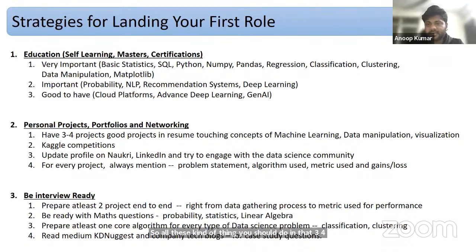Then you can participate in Kaggle competitions. Apart from that, you should build a profile on Naukri and LinkedIn, and try to engage with the data science community. That will help you know what new things are coming in data science. If you are active on LinkedIn, you will see that every week some new algorithm in generative AI is coming. I'm not asking you to learn every concept, but you should know what different things are coming in data science. For that, try to engage with the data science community on Reddit or LinkedIn.